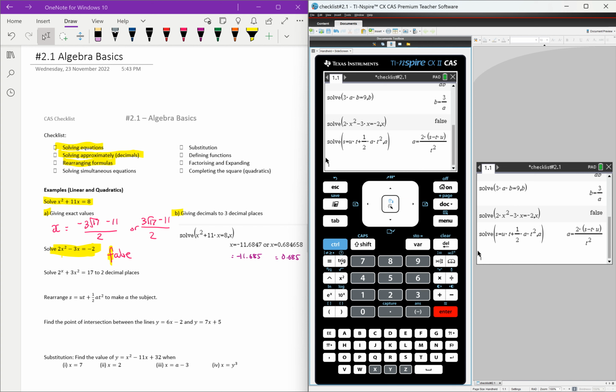That is how you rearrange. So you don't have to do it by hand. You can do it on a CAS as well. So I've just taught you how to rearrange formulas.